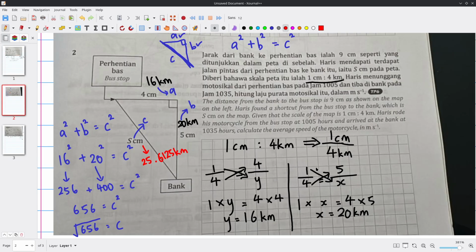so that means we can calculate how fast one can reach that place according to the time given and the distance given lah. We already have the distance mah. This one is our distance. So what about the time? The time di sini dia ada bagi hint sudah. Jam 10.05 minit sampai di sana 10.35 minit. Okay, what does that mean?